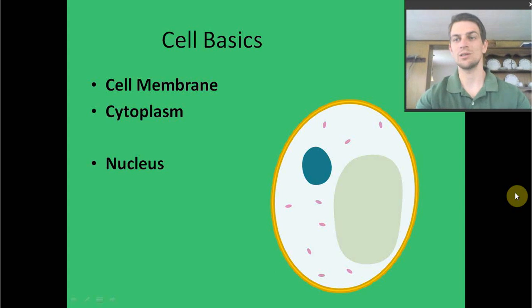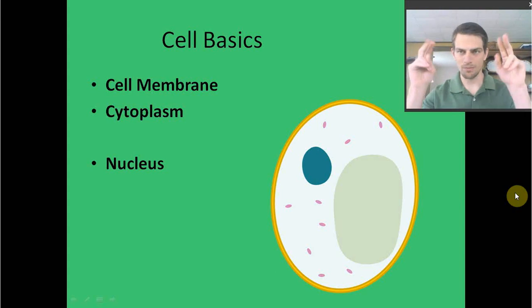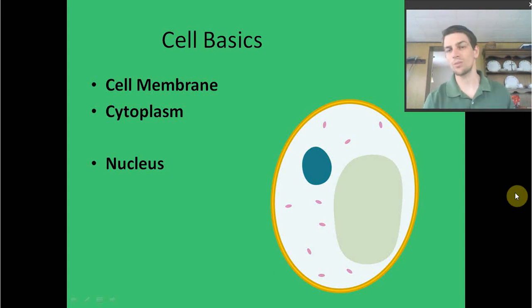I have all these different structures that help my body to work the way it's supposed to. Cells will also have lots of different structures that will help their bodies, or their cells, to work the way that they're supposed to. So the first three most basic pieces that you need to know are the cell membrane, the cytoplasm, and the nucleus.